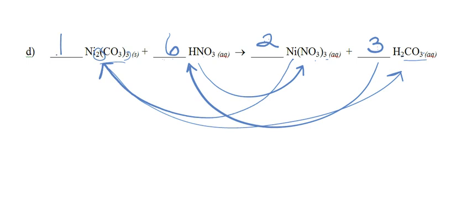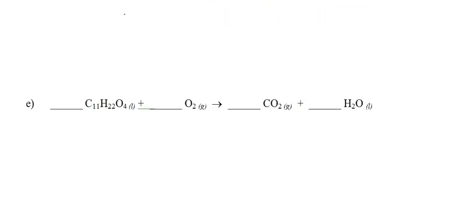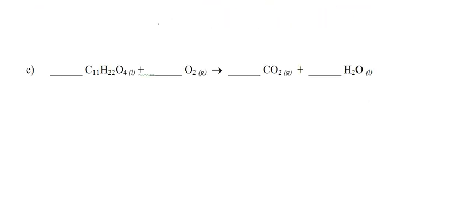Now, always, always, always check and make sure that these are your lowest coefficients. They can't be reduced down any further and still be a whole number. And in this case, it is as low as we can go because we have a 1 there. That's good. Okay. All right. Ooh, look at this bad boy.